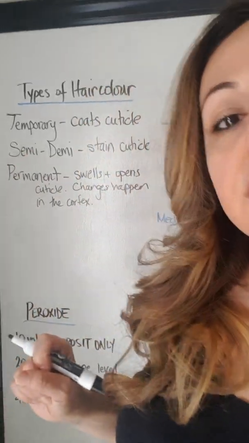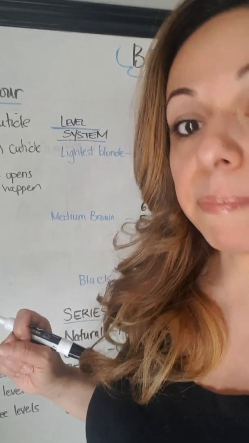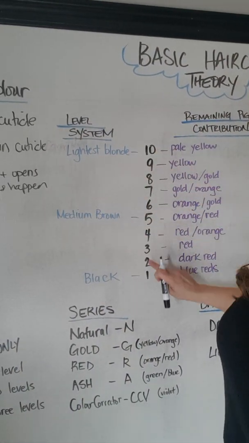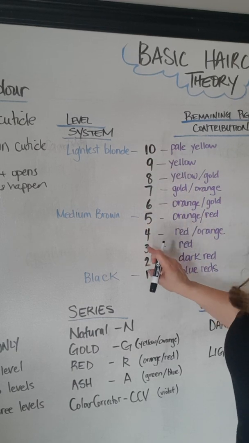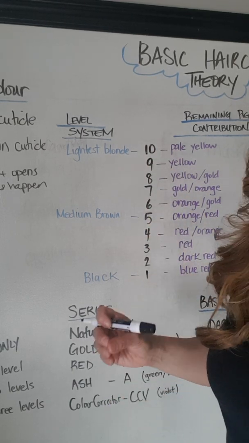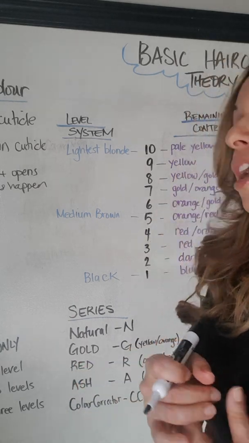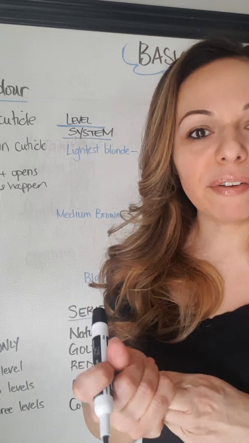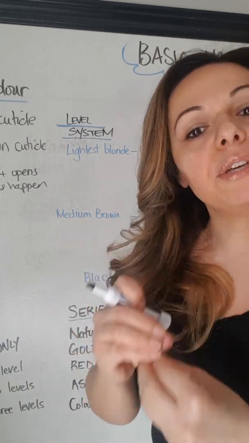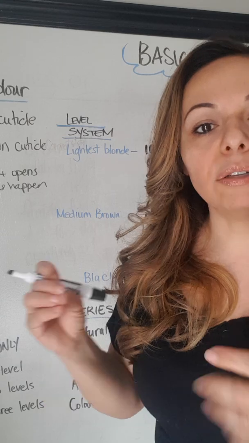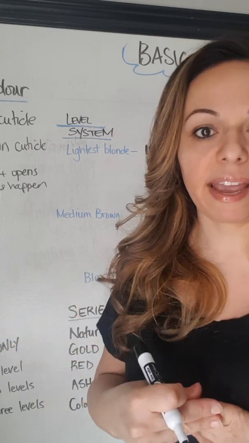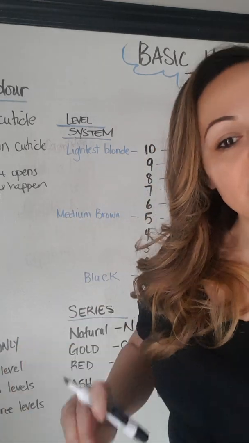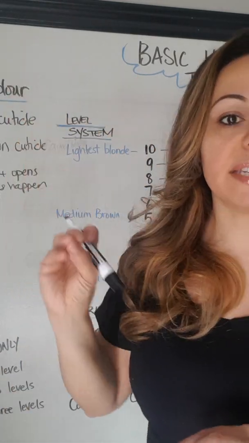And so we're going to move into something called the level system. The level system is a series of numbers that represent how light or dark somebody's hair is. Okay, so a hairstylist never says, you know, my client came in with dark brown hair. We actually use a number that identifies how light or how dark that person's hair is. So we use the numbers 1 to 10. 1 represents black, 10 represents the lightest blonde.